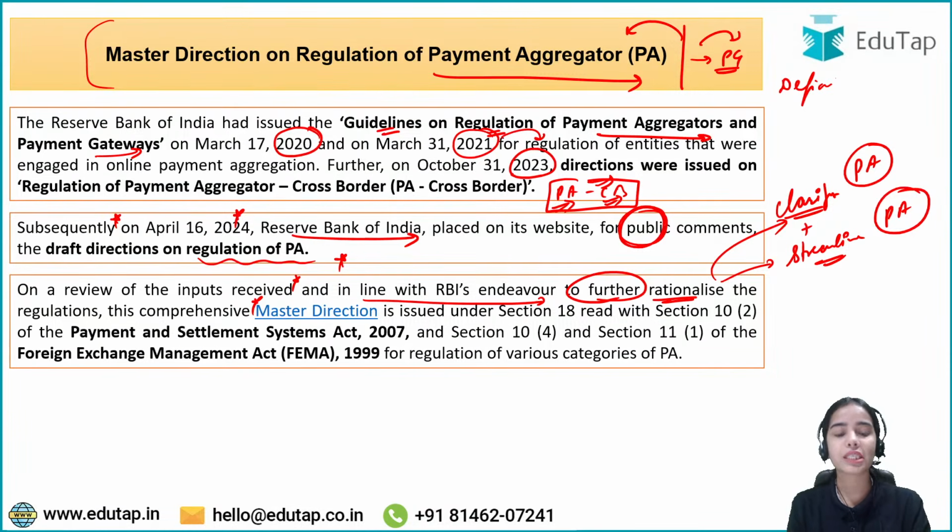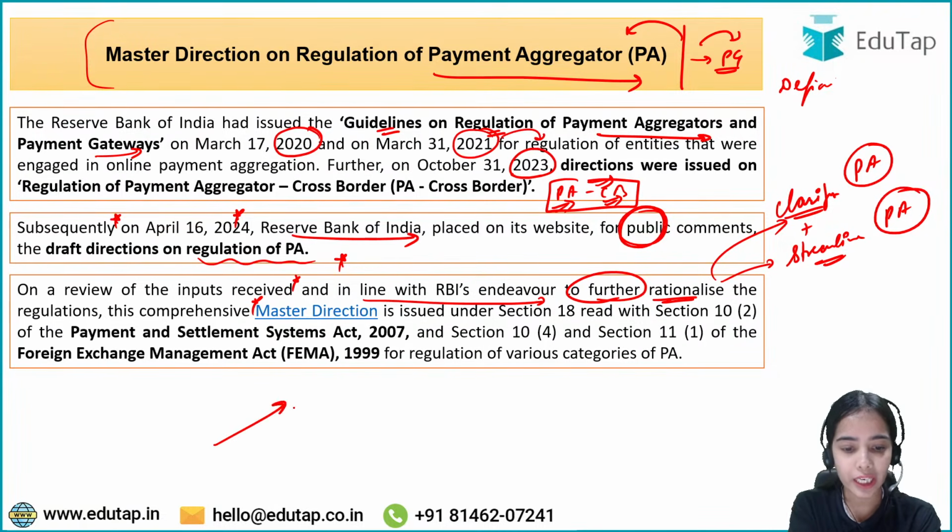Okay, so we will discuss these directions from the phase 1 perspective and the phase 2 perspective. The data points and facts will be directly important from phase 1, and the other points will be important from phase 1 as well as phase 2. So we will have clarity about the master direction today.